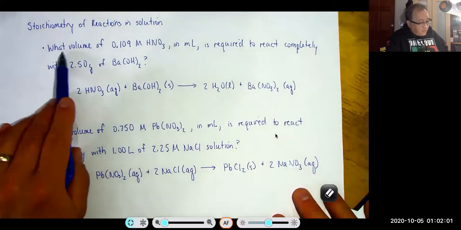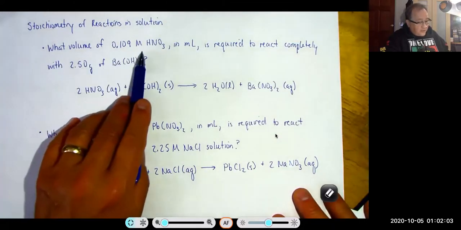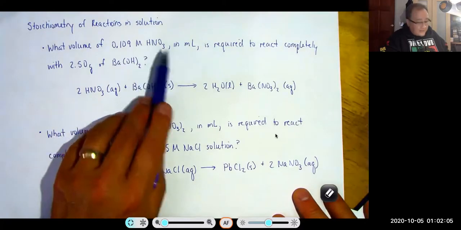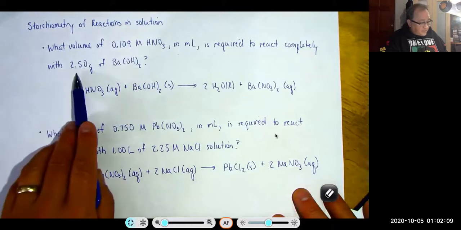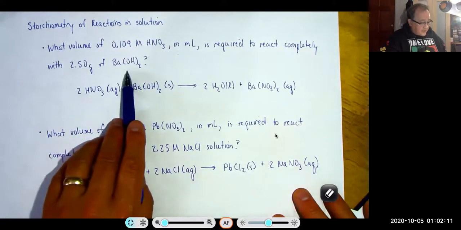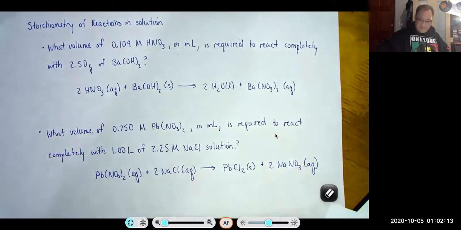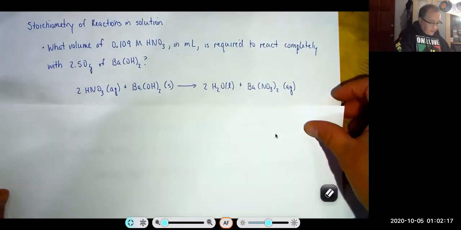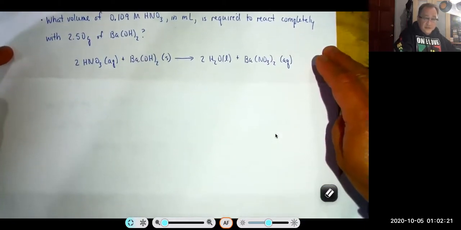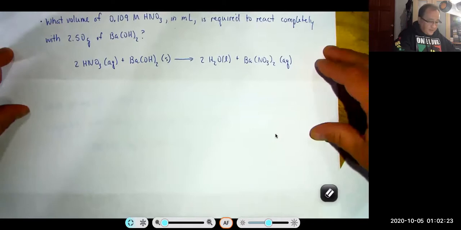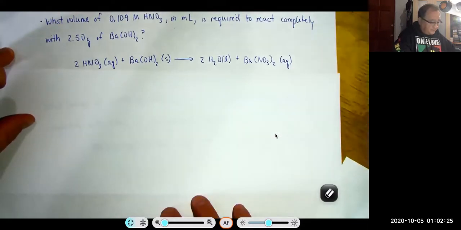What volume of 0.109 molar HNO3, nitric acid, in milliliters is required to react completely with 2.50 grams of barium hydroxide? And here is the reaction. So I'm going to cover this up down here and show my work on this piece of paper. And I'm going to shove this up just so that we can see the problem and give myself a little more space to write.